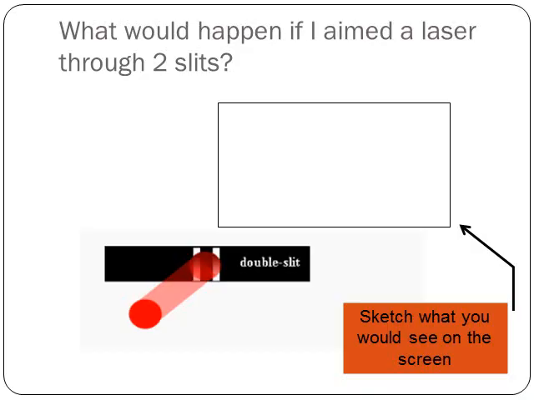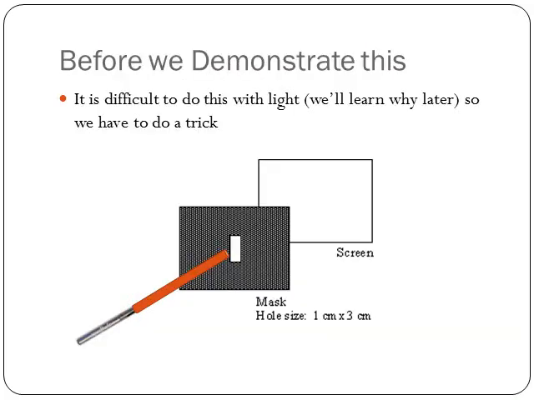Alright, so let's imagine we have a laser shining on two slits on a piece of paper. Now the question is what do you think you would see on the opposite end of the wall? Before we can answer what will happen with two slits, we should probably look first at what will happen if you shine light through a single slit.